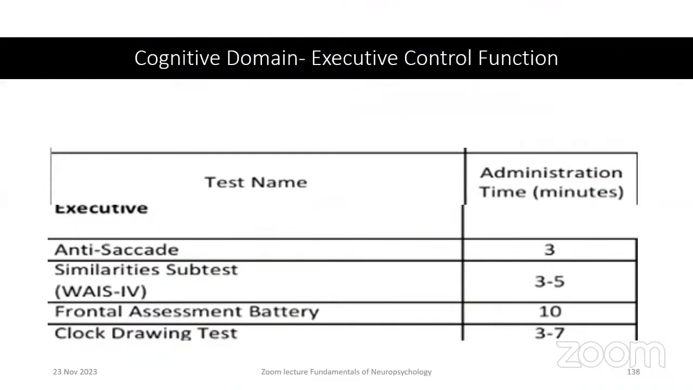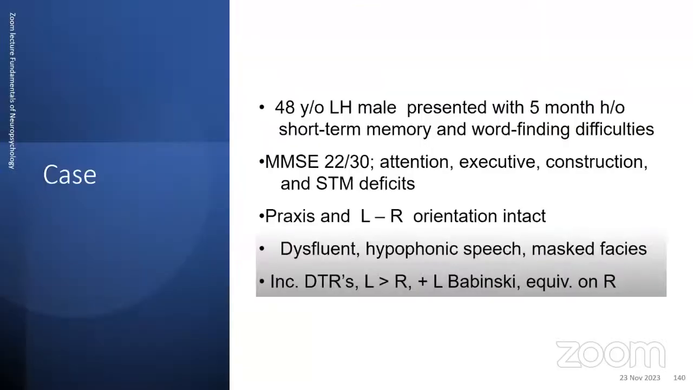So, executive control function, and you can see all these can be done in 10 to 15 minutes' time. Now, disconnection syndromes. Let's discuss a case. A 48-year-old male presented with a 5-month history of short-term memory and word-finding difficulties. The MMSE is 22 out of 30, where attention, executive, and construction are the main deficits. Praxis and left-right orientation were intact.